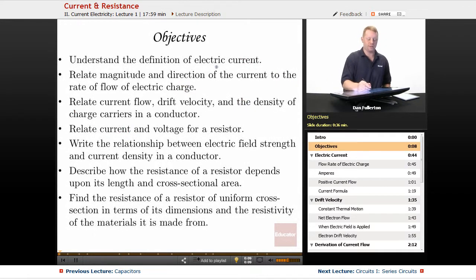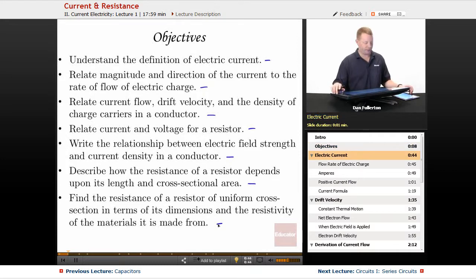Our objectives include understanding the definition of electric current, relating magnitude and direction of the current to the rate of flow of electric charge, relating current flow, drift velocity, and the density of charge carriers in a conductor, relating current and voltage for a resistor, writing the relationship between electric field strength and current density in a conductor, describing how the resistance of a resistor depends upon its length and cross-sectional area, as well as the material it's made out of, and finding the resistance of a resistor of uniform cross-section from its dimensions and the resistivity of that material. So let's dive right in.